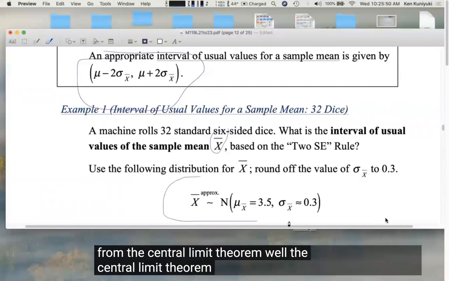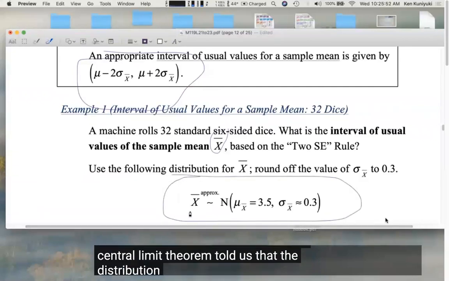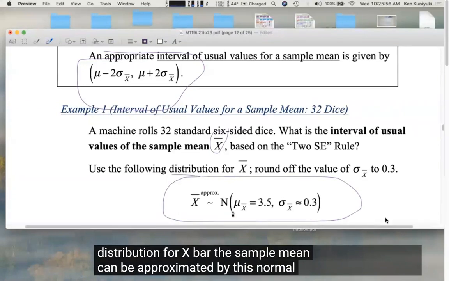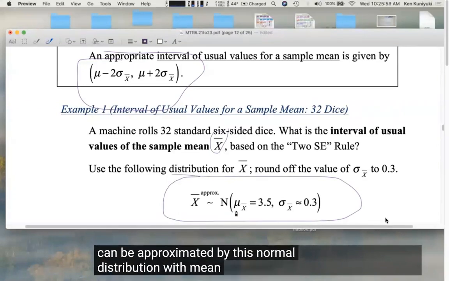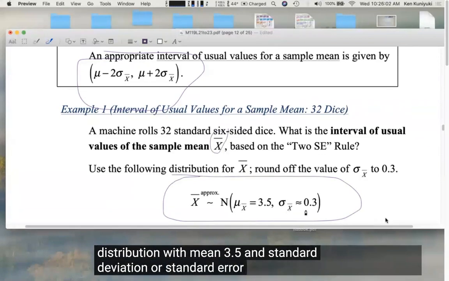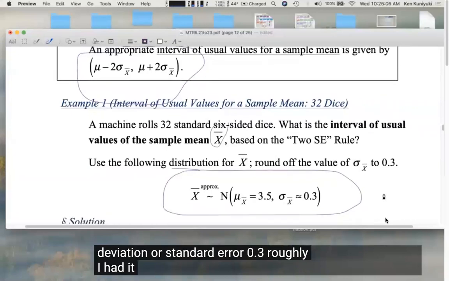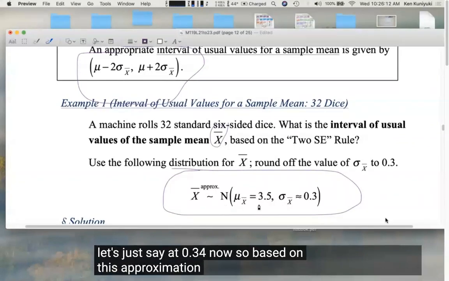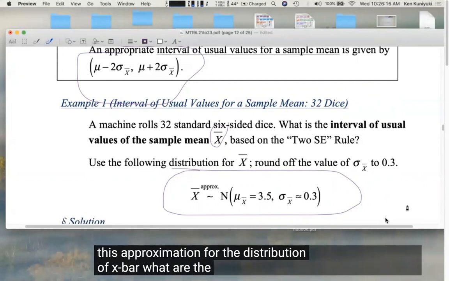Well, the central limit theorem told us that the distribution for x bar, the sample mean, can be approximated by this normal distribution, with mean 3.5 and standard deviation or standard error 0.3, roughly. I had it to 5 sig figs before, but let's just say it's 0.3 for now. So based on this approximation for the distribution of x bar, what are the usual values?